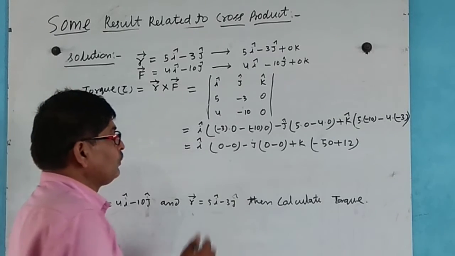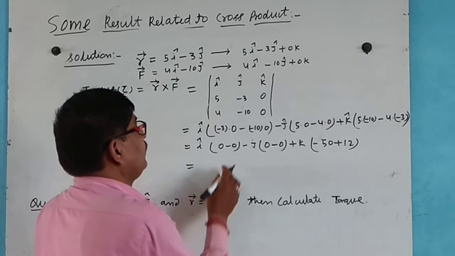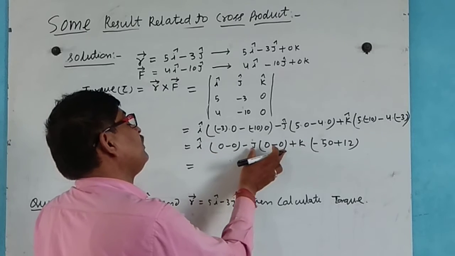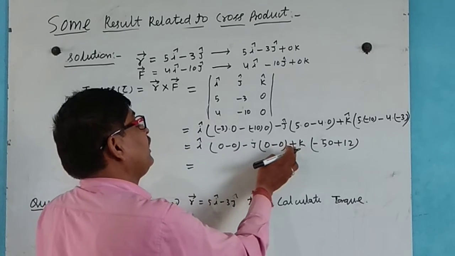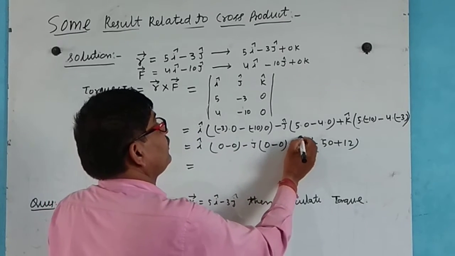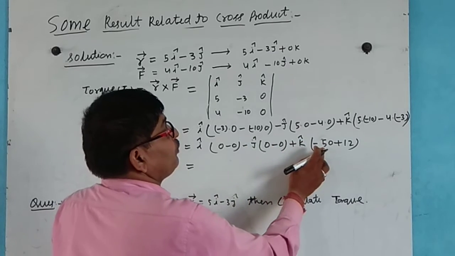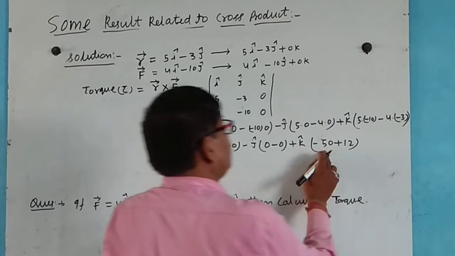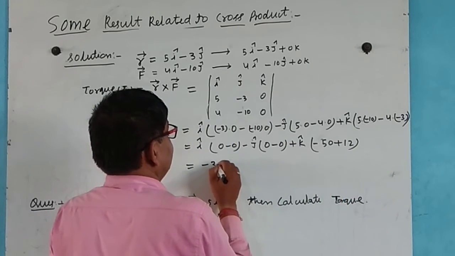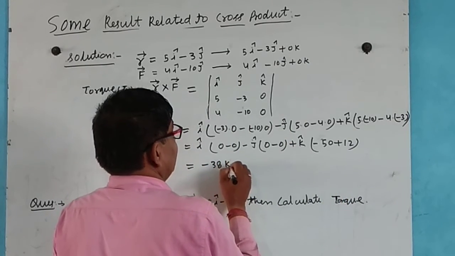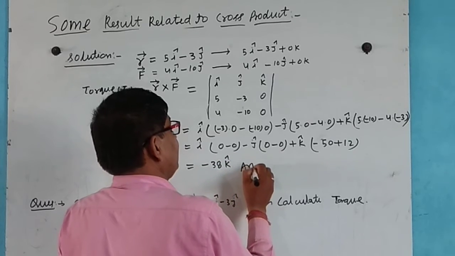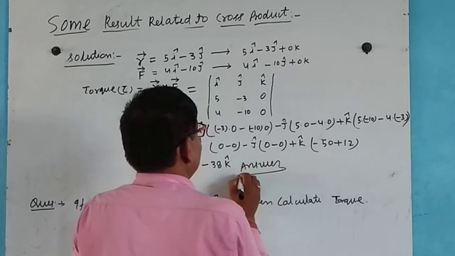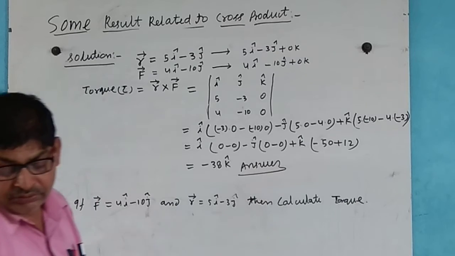Now this 0 is cancelled, and for k, minus 50 plus 12, that is minus 38 k. This is our answer, minus 38 k.